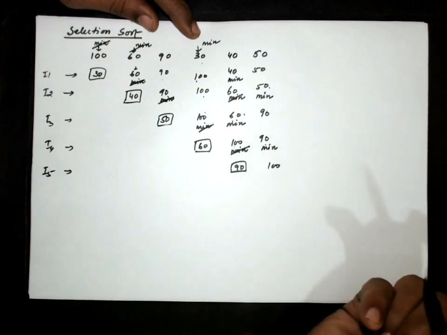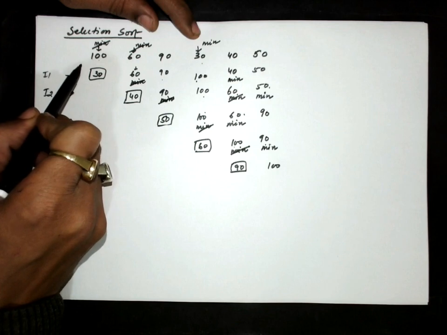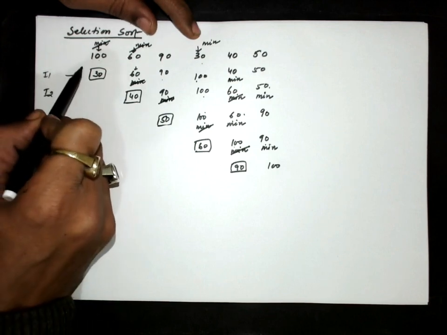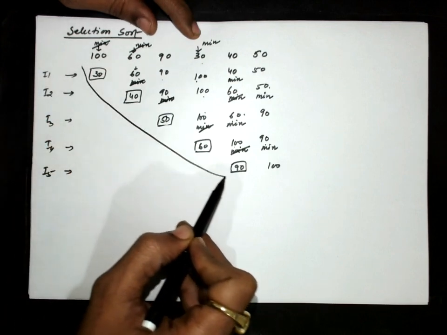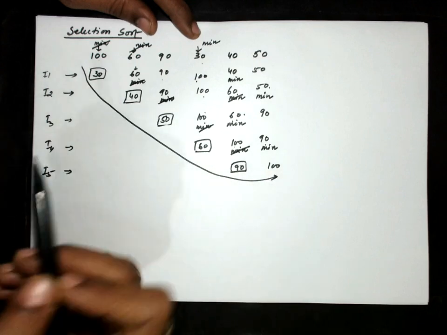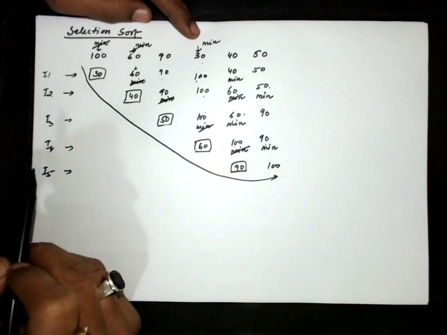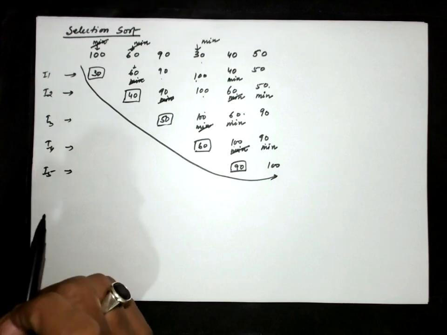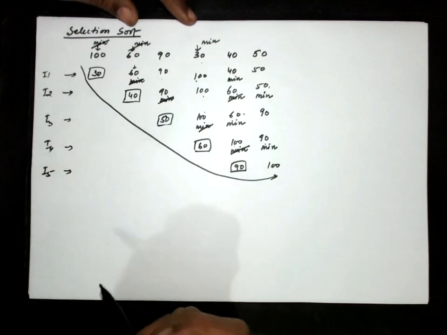Okay. So what is the result we found? 30, 40, 50, 60, 90 and 100, which are in ascending sequence. So we have performed this sorting with the help of selection sort. Now let us analyze this algorithm.